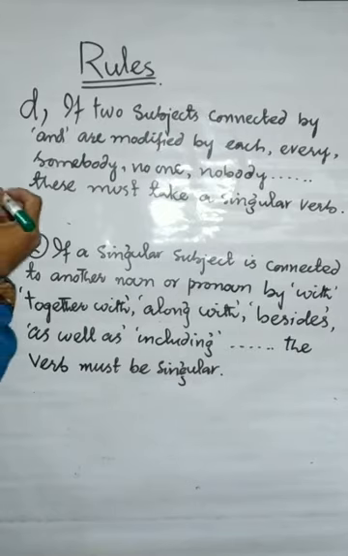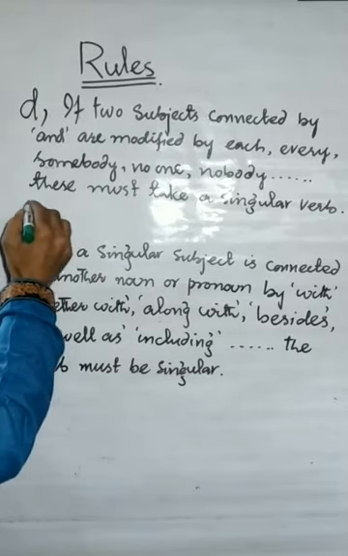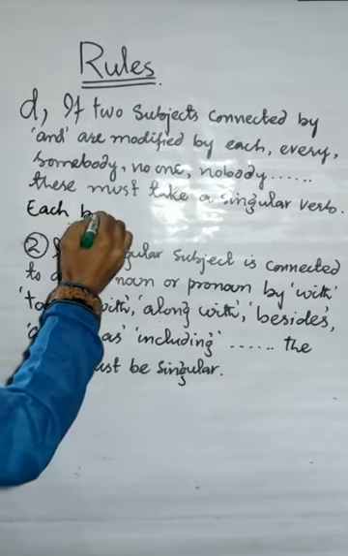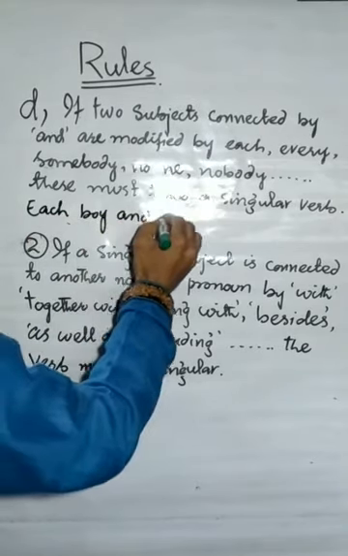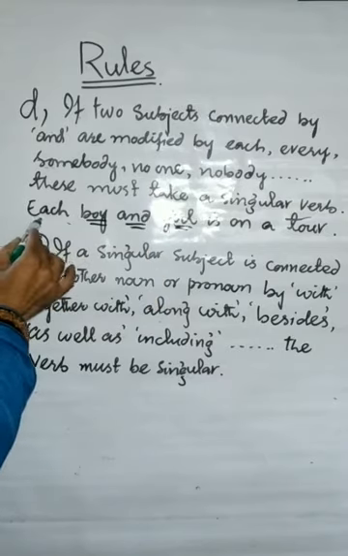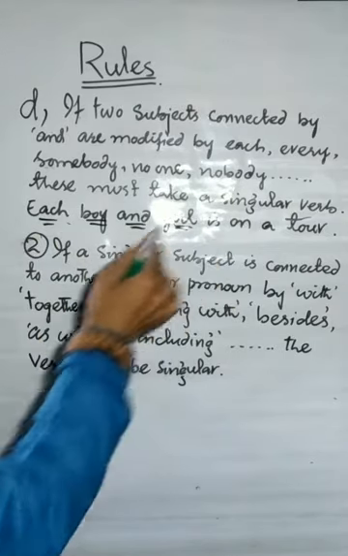For example, each boy and girl is on a tour. Each boy and girl is on a tour. Here in this sentence, each boy and girl, this boy and girl are two subjects and these are connected by and but are modified by each, so these must take a singular verb.